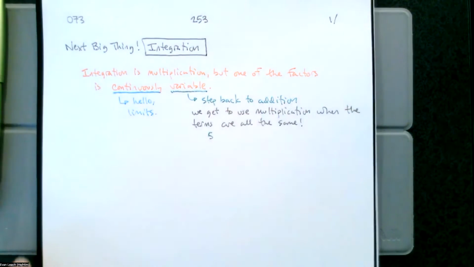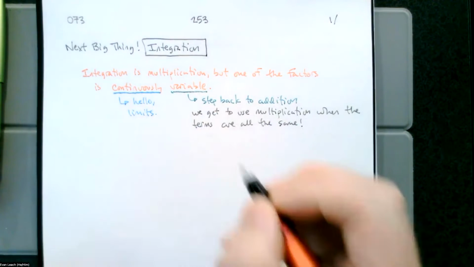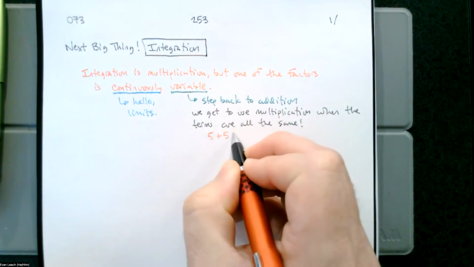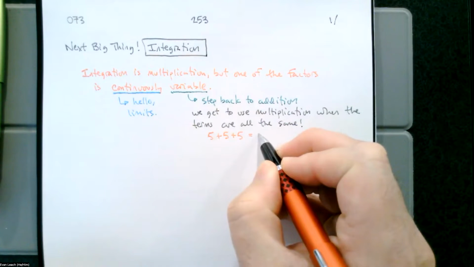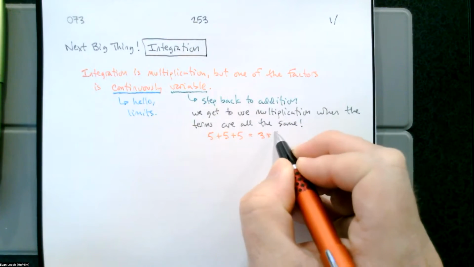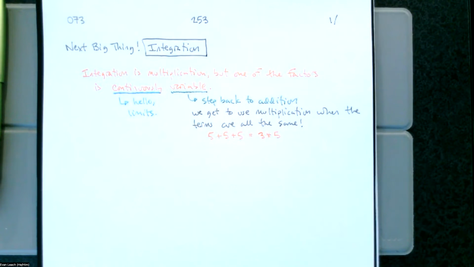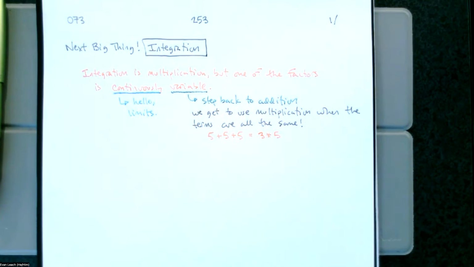This isn't green. Green is where we step back to addition. We get to use multiplication in this case. 5 plus 5 plus 5. We get to say 3 times 5. We get to summarize with multiplication because the 5s, they're all the same. If you were in my class last semester when I was talking about integration and the semester before that, yes, it's always 5, and yes, there's always 3 of them.